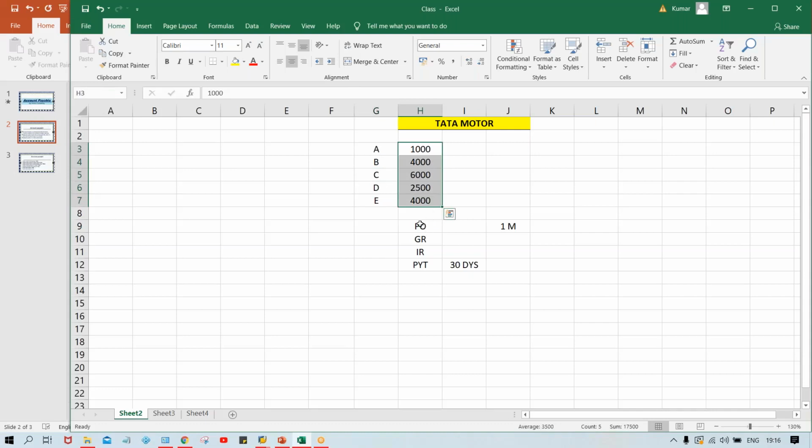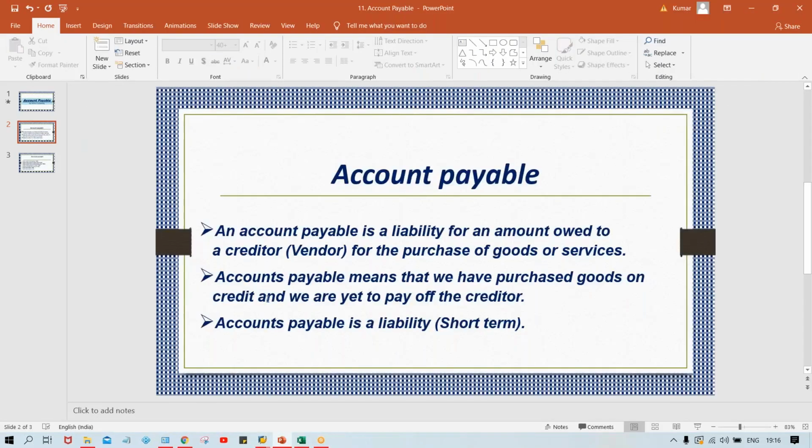If somebody asks what is the total payable, look here, the total payable is 17,500. If you are going to prepare the financial statement, this total payable is going to be shown, that 17,500 is the liability. It means this much worth of payment we are supposed to make to the vendor in future. So this is called account payable, right? That is what I have specified here.